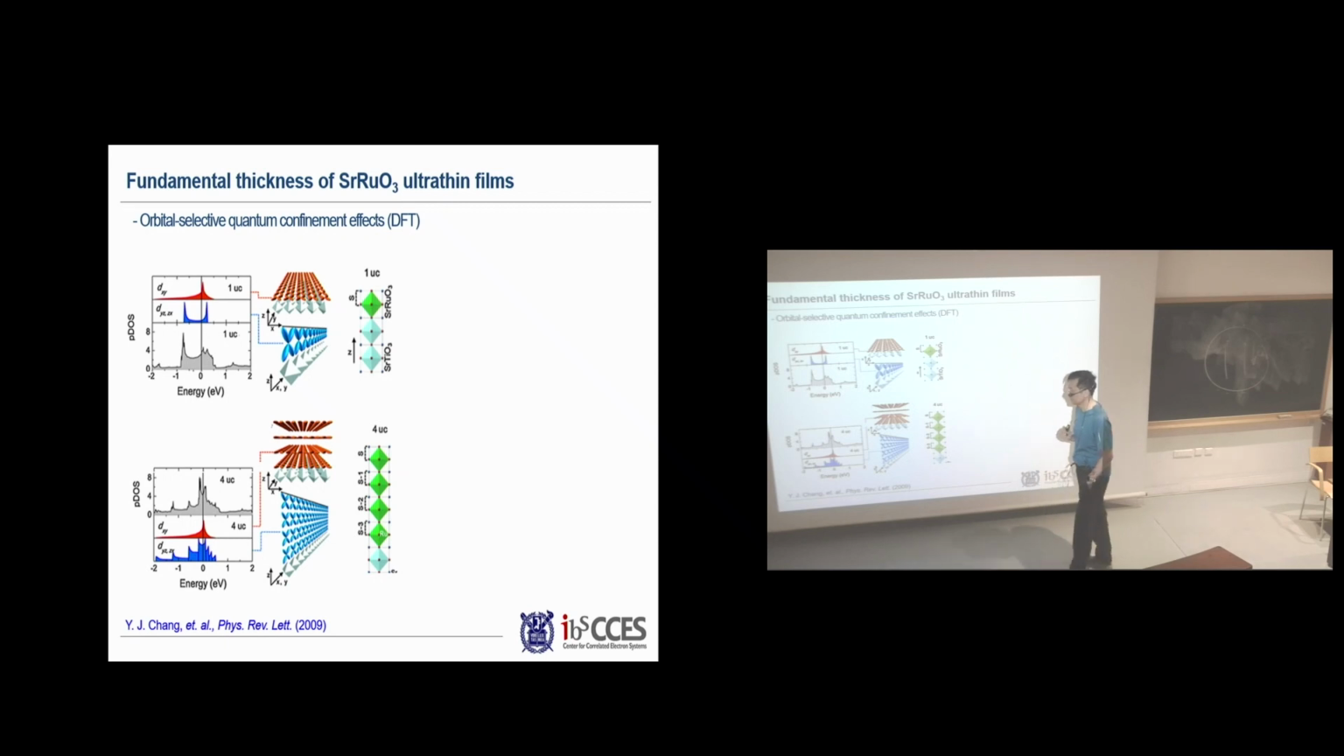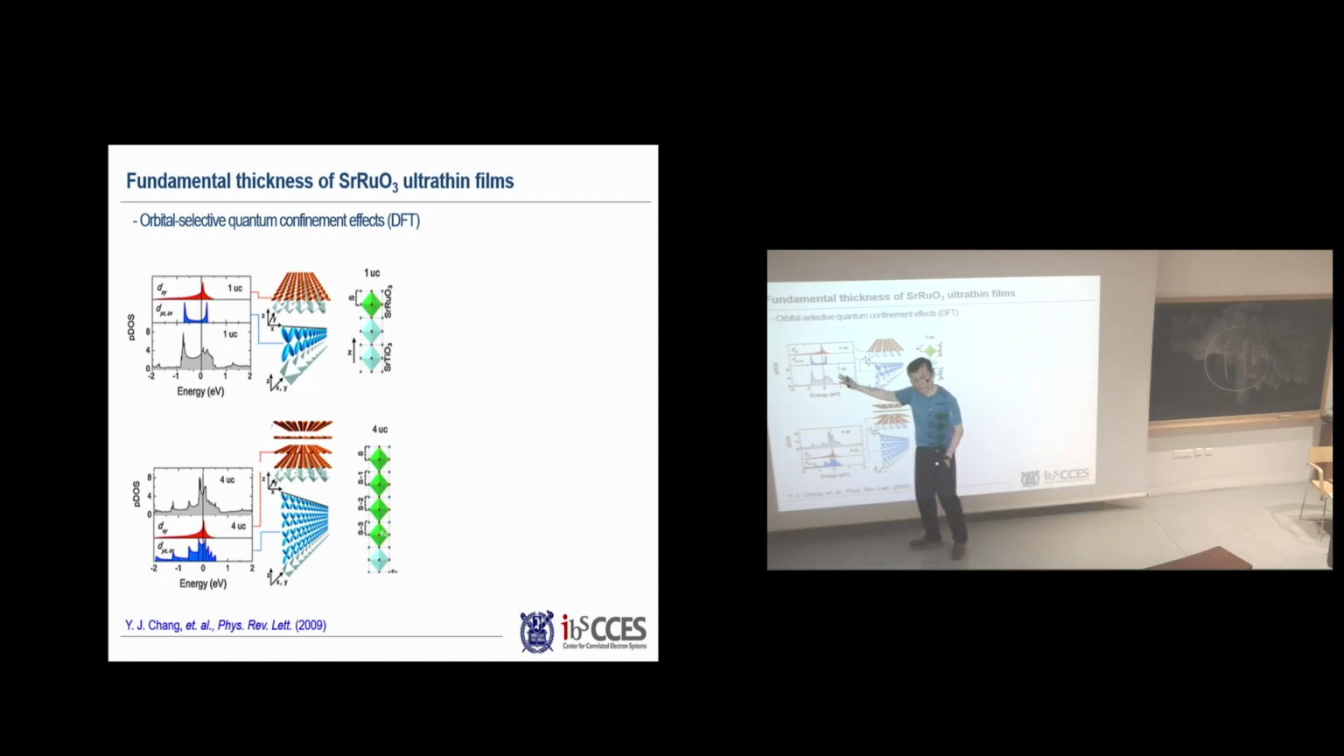But if you make a 4-unit cell growth, then there are 1, 2, 3, 4 layers. Then these densities of state will look like this. If you combine this one with the xy, this is the final total density of state. This state has a higher density near the Fermi surface than this one. So by the Stoner mechanism, it can become ferromagnetic, but this one is not.